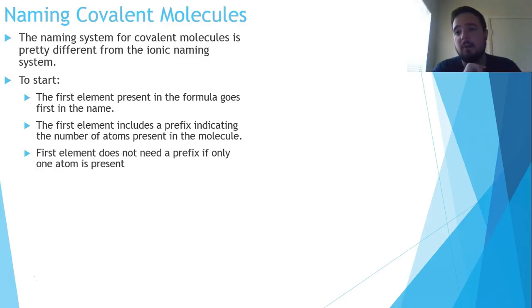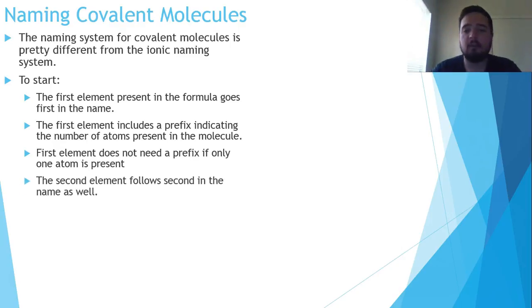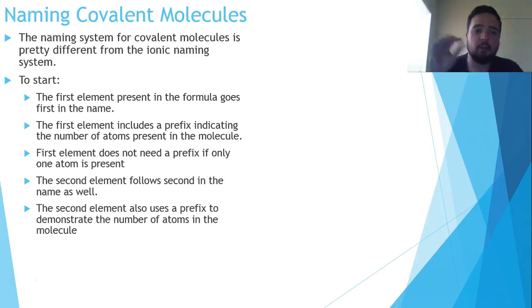So that's the reason why on carbon monoxide, there's only one carbon, so you can just say carbon, okay? But if you have dinitrogen tetraoxide, there's 2 nitrogens in it, so you have to put a prefix in front of the nitrogen to demonstrate that there's 2 there. The second element follows second in the name as well. The second element also uses prefixes to demonstrate the number of atoms. So it also has a prefix to demonstrate how many of that same atom are in the molecule.